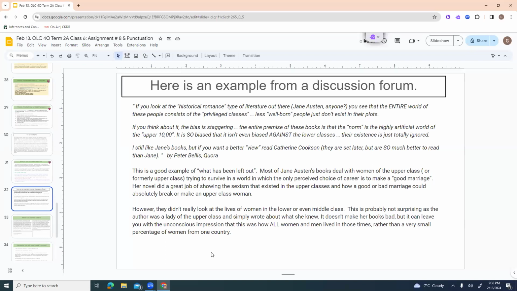However, the books don't really look at the lives of women in the lower or even the middle classes. It's probably not surprising because the person who wrote it was a lady of the upper class and she simply wrote about the world that she knew. It doesn't make her books bad, but it can leave you with the unconscious idea that that was how all men and women lived in those times, rather than a very small percentage of women from one country. So, talking about what's been left out or isn't being discussed is a totally valid way of discussing any kind of story.